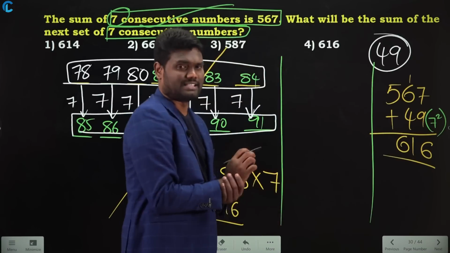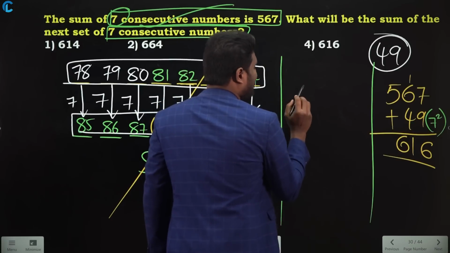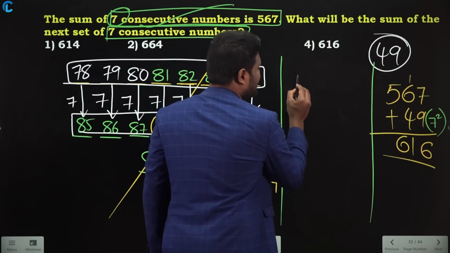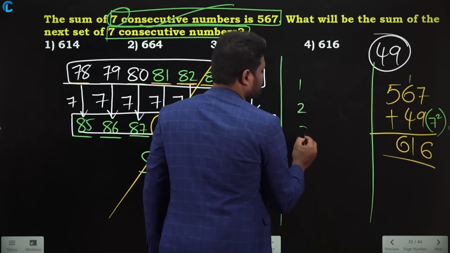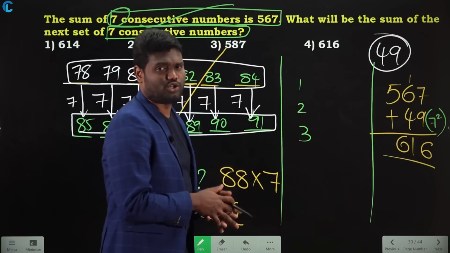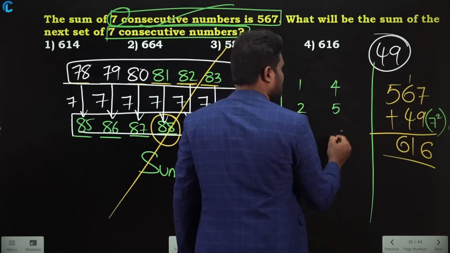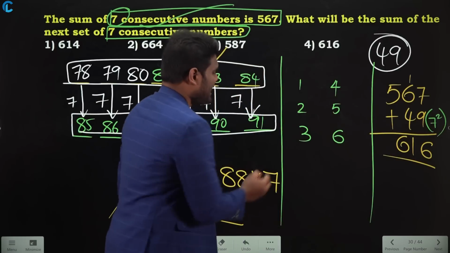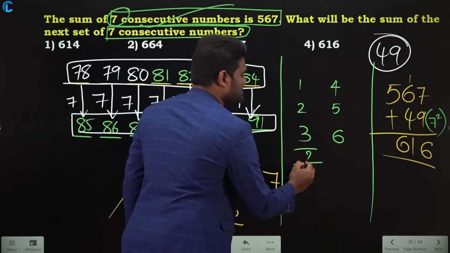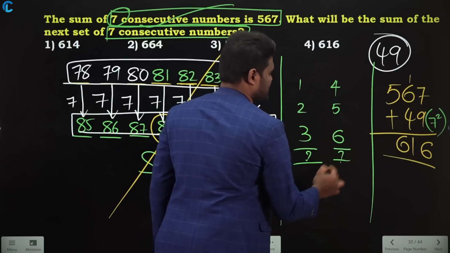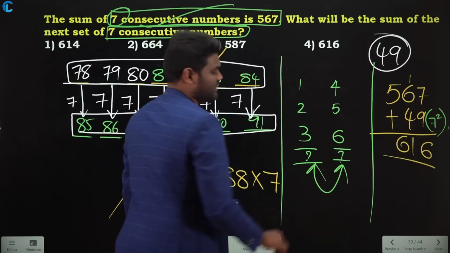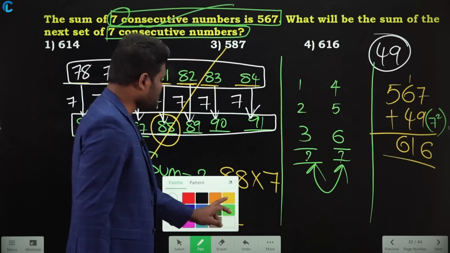I will show you one more example. Let us say I have 3 numbers: 1, 2, 3. These are 3 consecutive numbers. The next 3 numbers will be 4, 5, 6. Yes or no? Now let us say this 3 numbers sum is something, and that 3 numbers sum is something. I need to find the difference between these two. Okay, now observe here carefully.